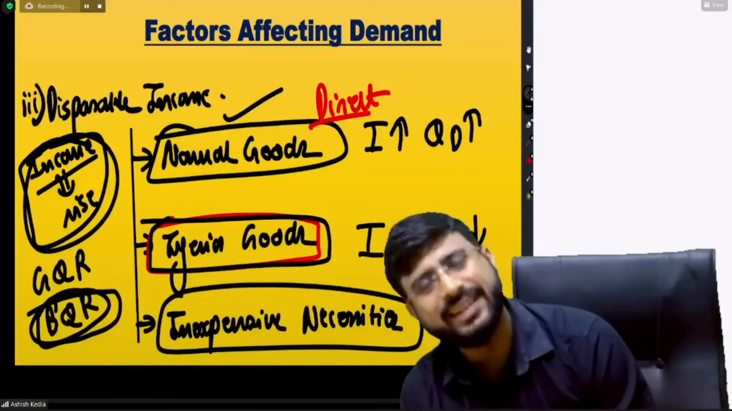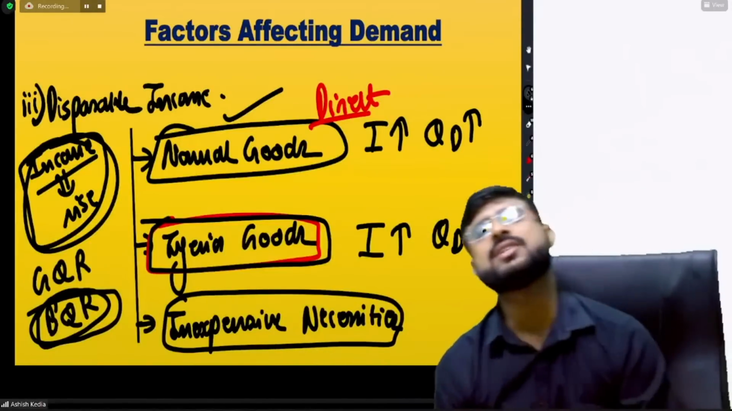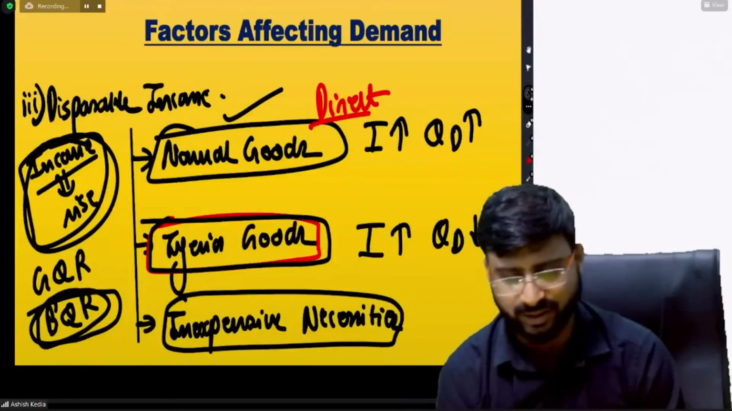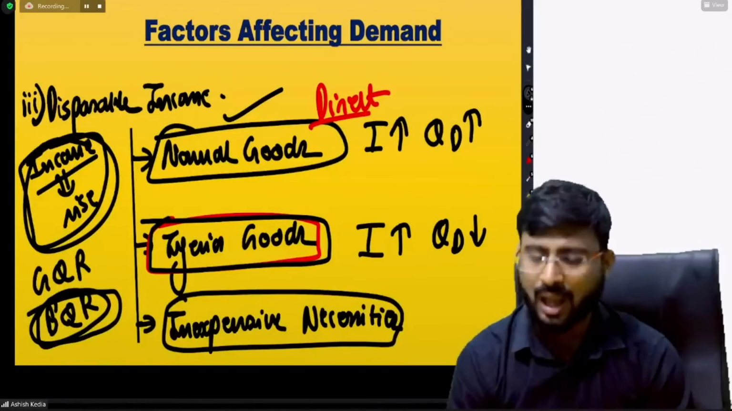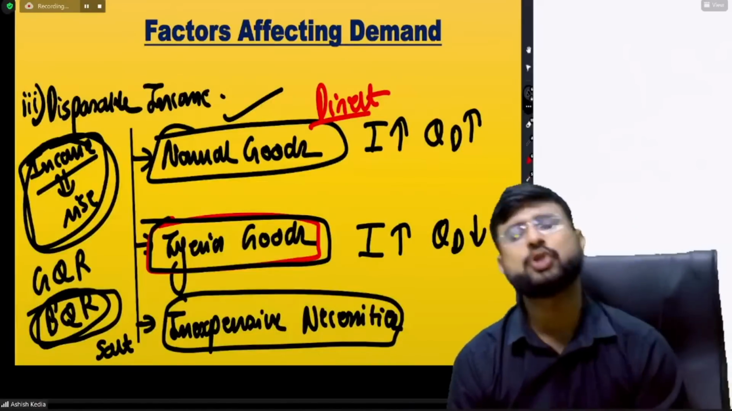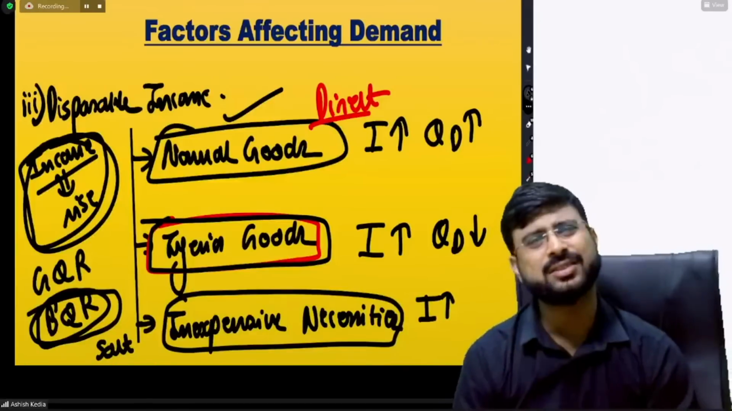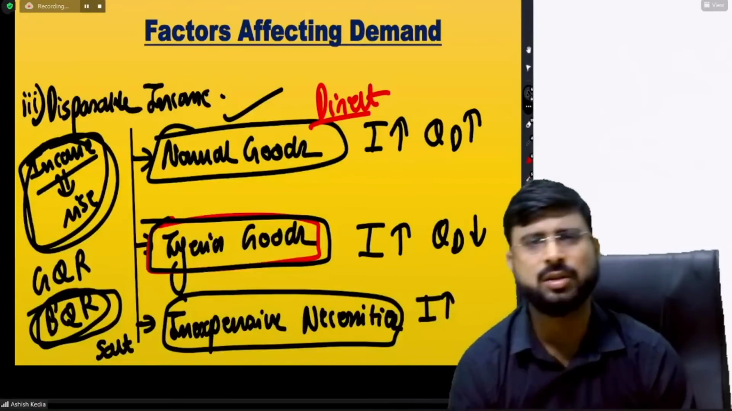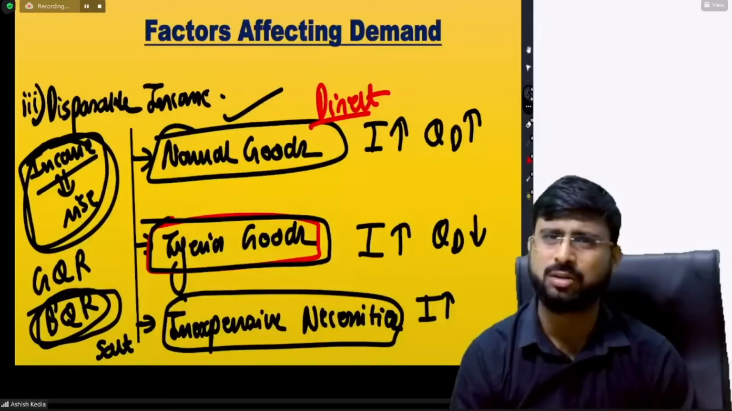Now we talk about inexpensive necessities. Everyone pay attention. Inexpensive necessities. Example, salt. Namak. Now, my dear friends, you all tell me, if your income rises, will you start eating more namak? Will you start eating more salt? Or if your income falls, will you reduce consumption of namak or salt?